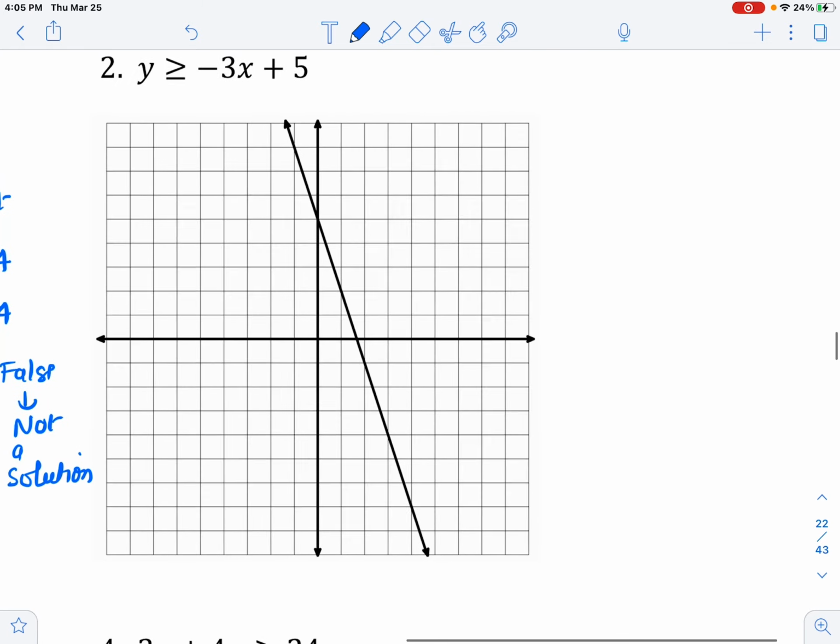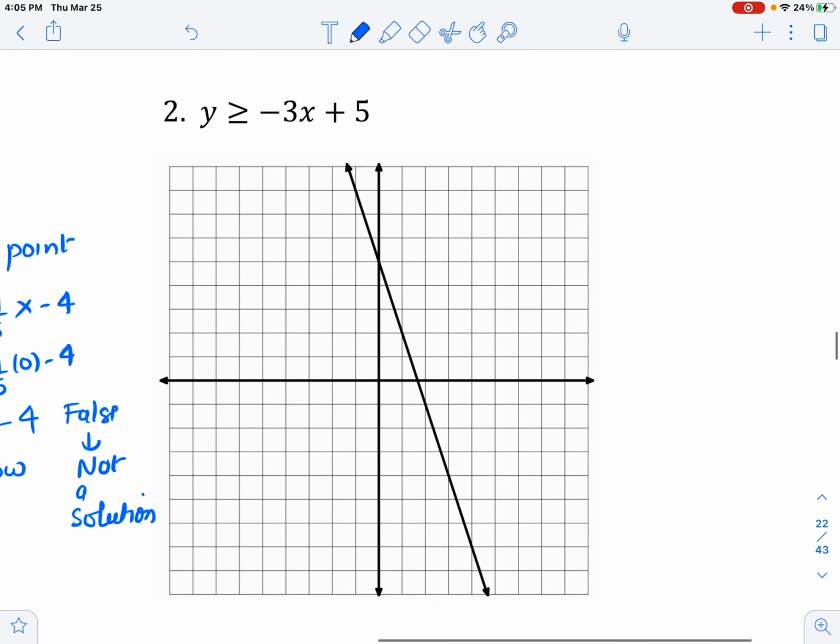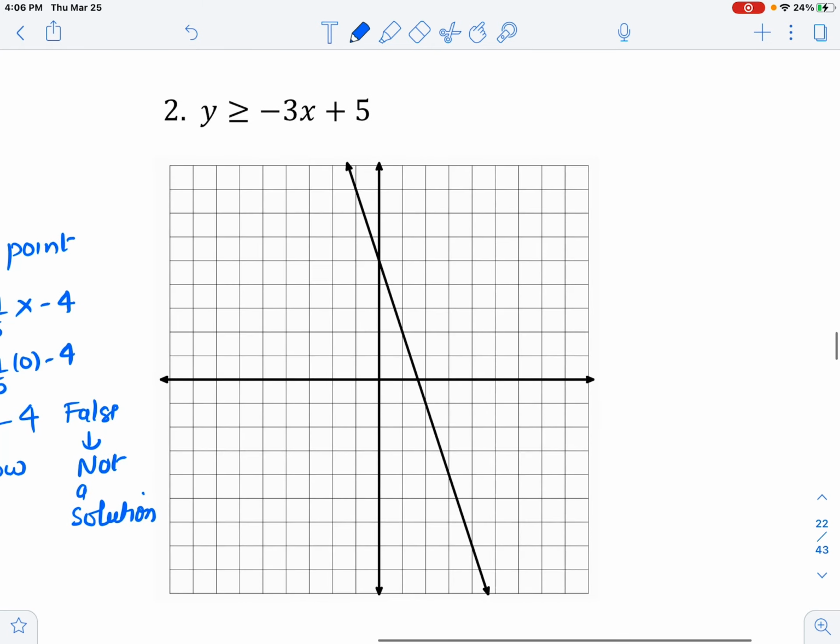For this next question you can test with 0, 0, but the same quick strategy works: the y-intercept is at +5 here, and it says greater than or equal to, which means you have to graph above that. So this part should be shaded, but I can still show it algebraically by testing a point. So let's test a point.